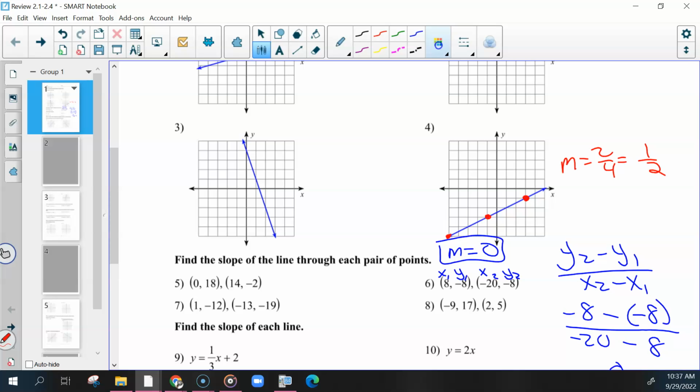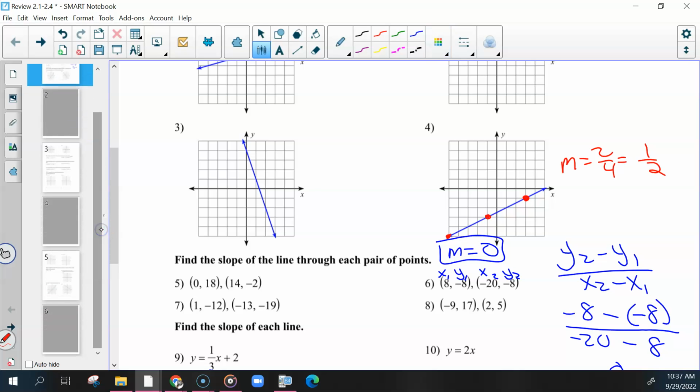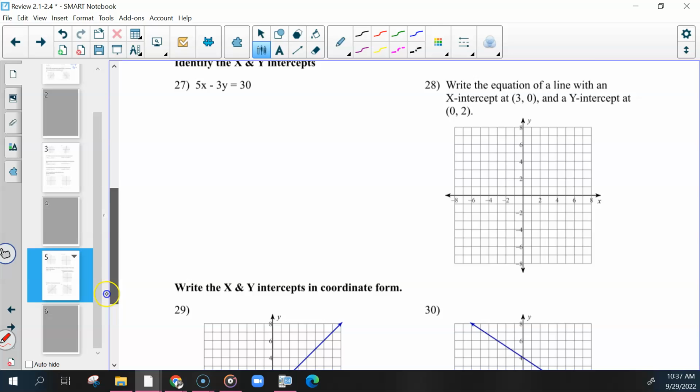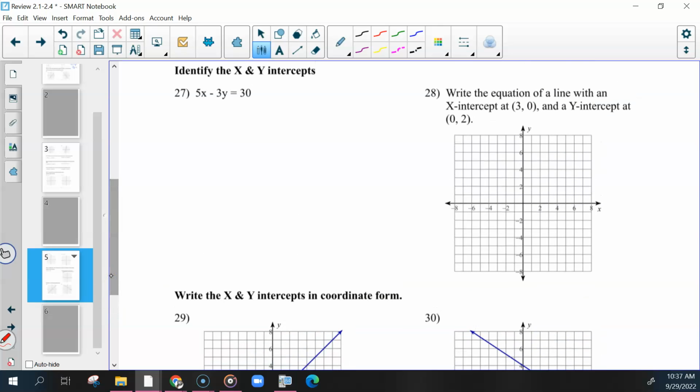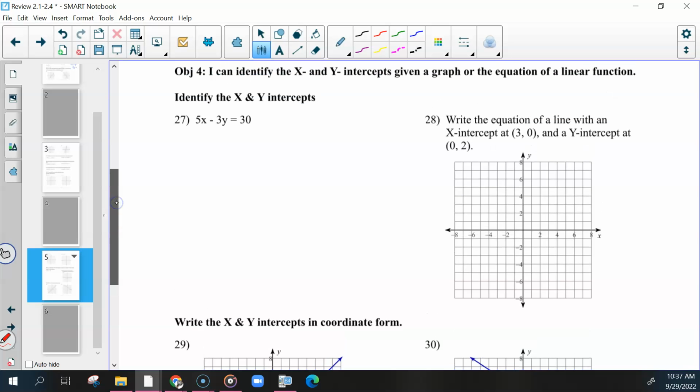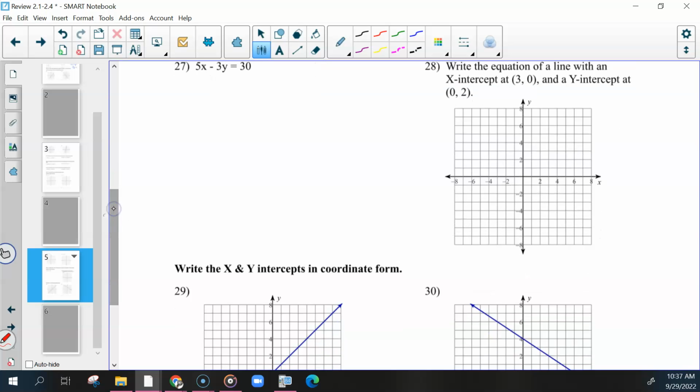Now I'm going to go to number 28 in our intercepts. This is one where you're combining writing equations and finding the intercept. And finding intercepts, they're kind of given, but okay. So there are 2 ways to go about doing this. The easiest would be to plot these 2 points at (3, 0) and at (0, 2).